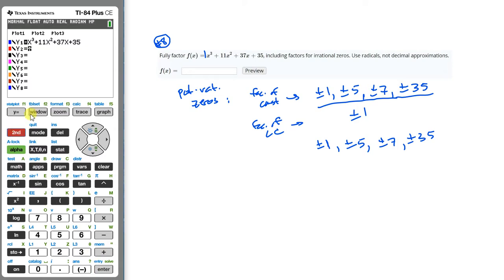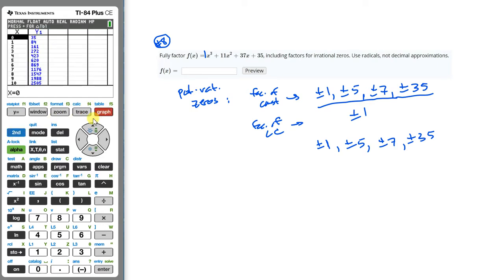First, table set, make sure my settings are correct. I'm going to start at 0 and go by ones. That means I'm plugging in whole numbers. That's good because I get whole number possible zeros anyway. And so now I'm going to generate the table, and I'm looking for something that makes it 0. So far I'm striking out here.